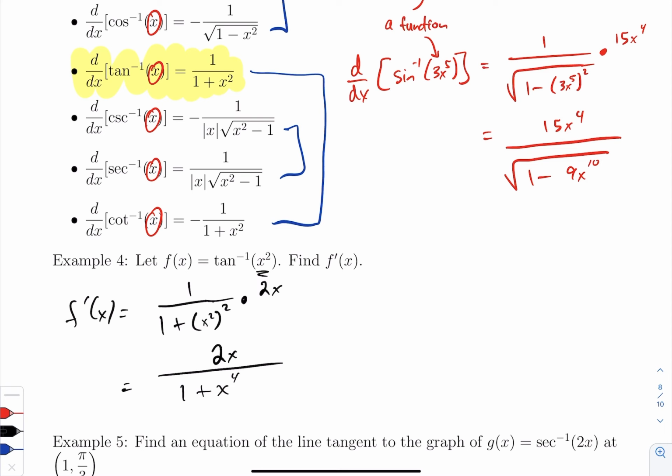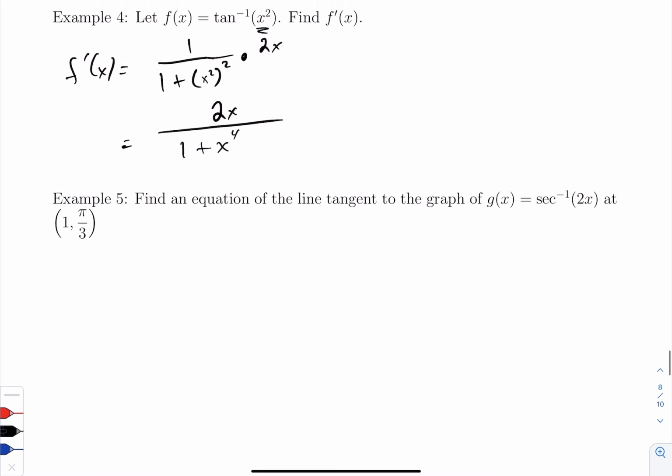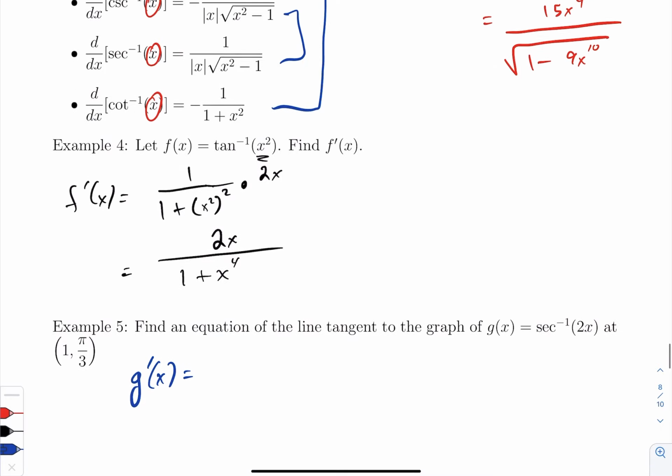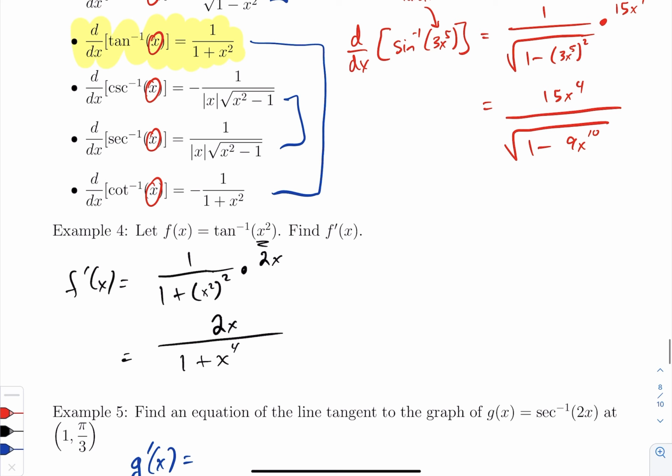Okay, and then one last example in this video. Find an equation of the line tangent to the graph of g of x equals inverse secant of 2x at 1 comma pi over 3. So we're going to first find the derivative of this g function. Okay, if we look up here, we're now using this.